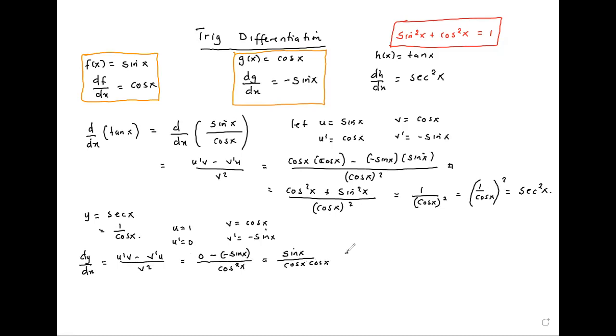So I write it as: sine x over cos x is tan x, and 1 over cos x is sec x. So the derivative of sec is tan x sec x. It's a special derivative; the function appears again.